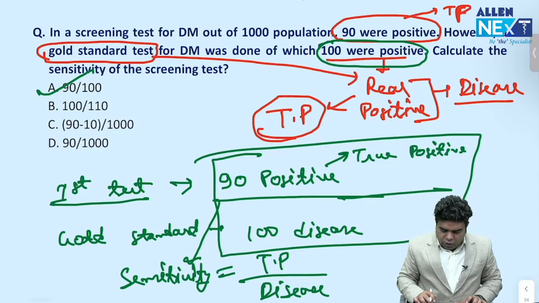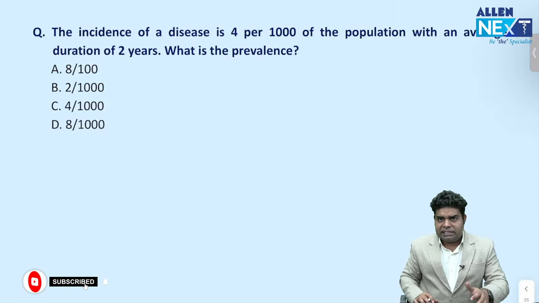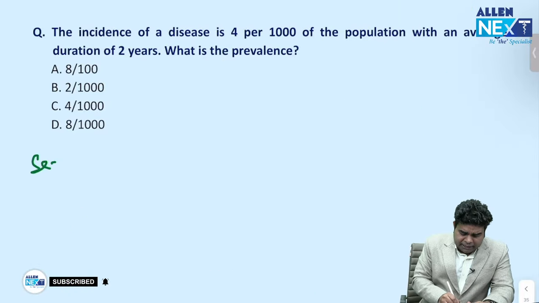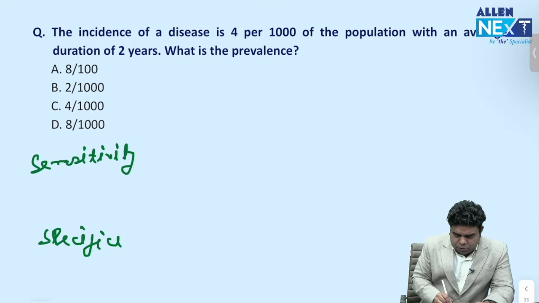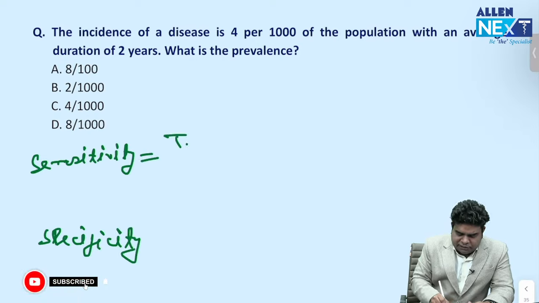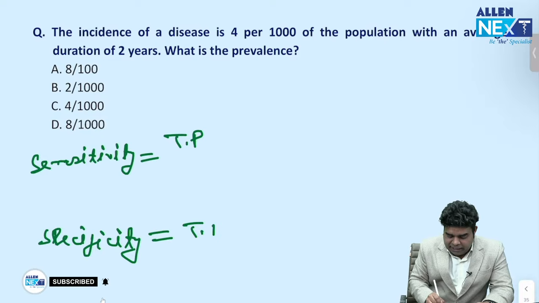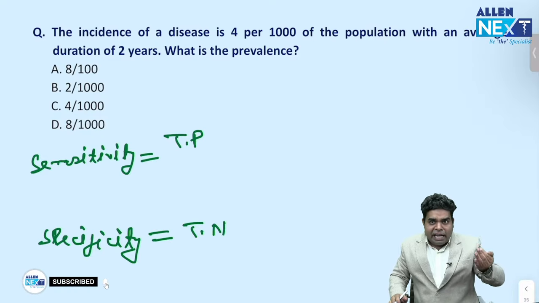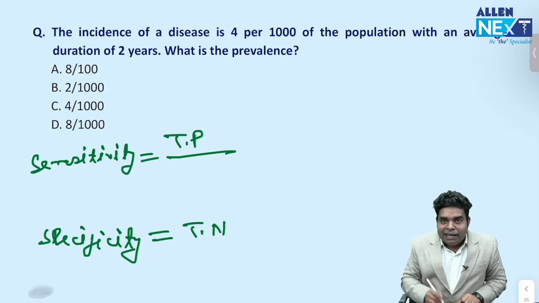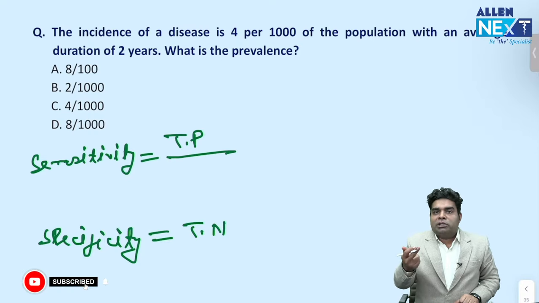Now, I hope you remember all these formulas of sensitivity and specificity. But under exam pressure, sometimes we get confused. So, let's revise it quickly. See, you just have to remember that sensitivity is true positive and specificity is true negative. If you just remember this, true positive and true negative, in the denominator of sensitivity there is true positive, and just opposite of that.